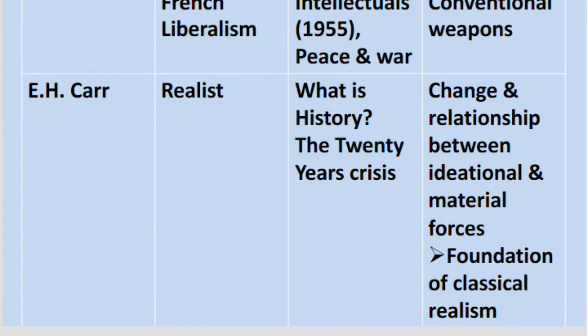E.H. Carr is a realist school of thought political thinker and his important books are What is History? and The Twenty Years' Crisis. It is an important book. His major concepts are change and the relationship between the ideational and material forces. E.H. Carr is also known as the founder of classical realism.